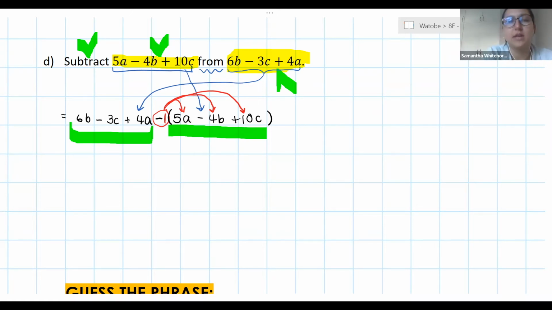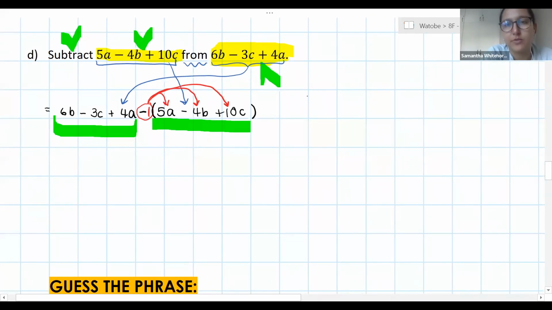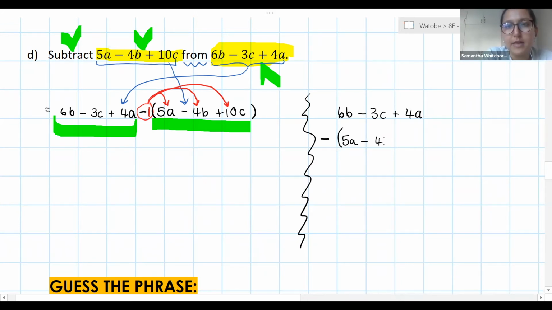If you don't want to set it up like this, I don't know how many of you still do this. I feel like I used to do this when I was younger, but some of you might still do it. We're essentially saying 6b minus 3c plus 4a, and we want to subtract this expression from that. And so what we can do is set it up like I'm sure there's a word for this, but I have no idea. How we would do it in junior school when we subtracted expressions.